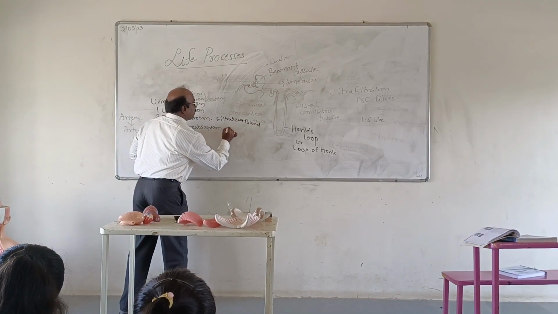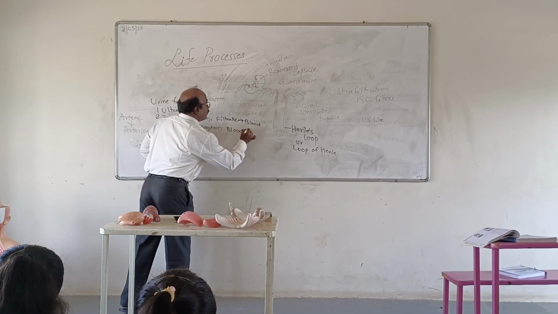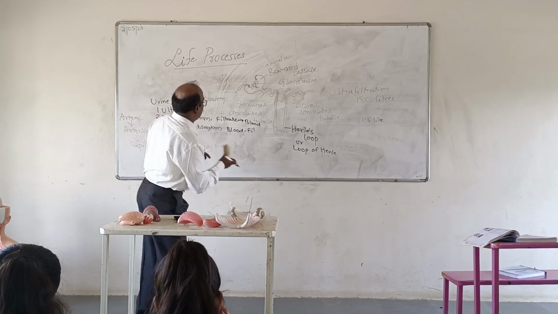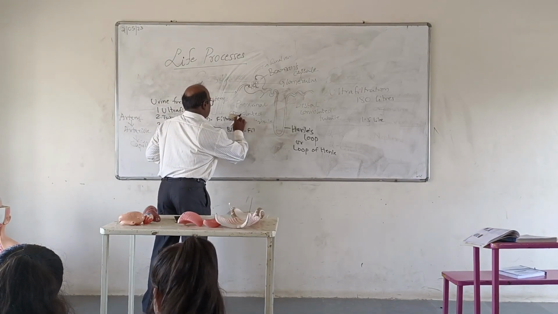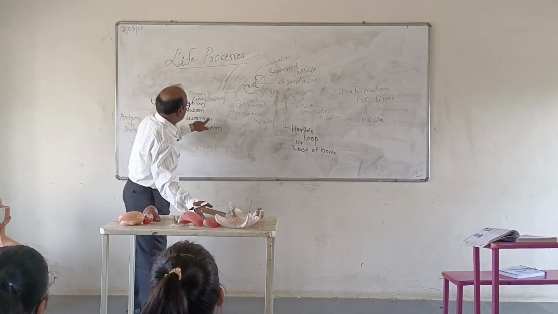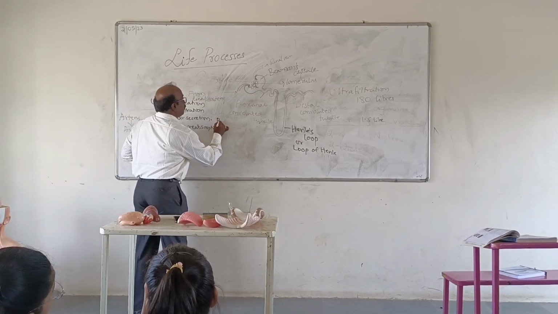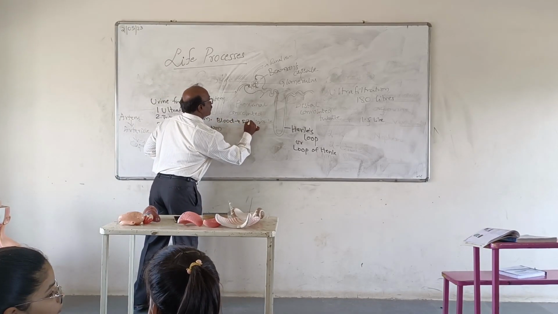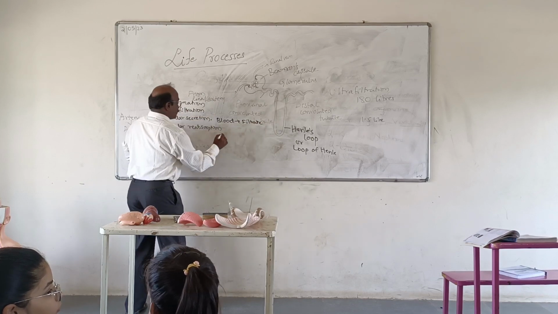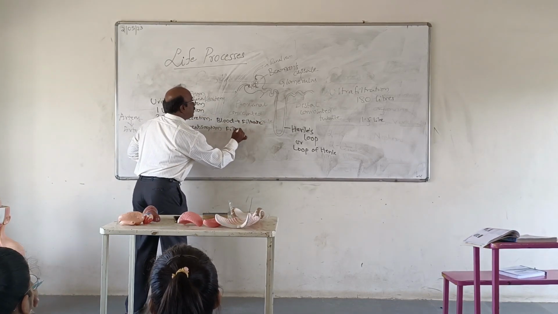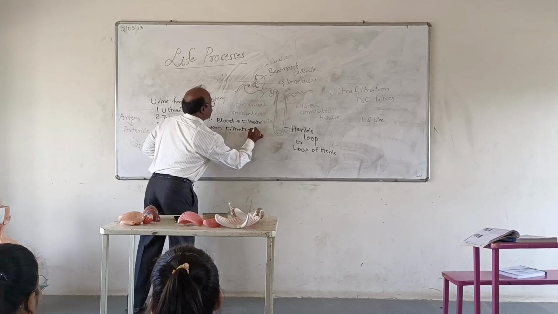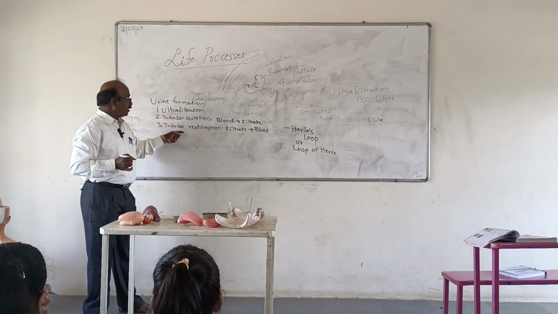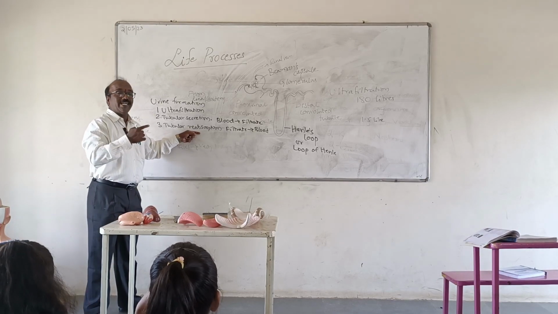Tubular secretion is when the blood puts substances into the filtrate. Reabsorption is from the filtrate back to the blood. Now here in tubular reabsorption, water is reabsorbed.